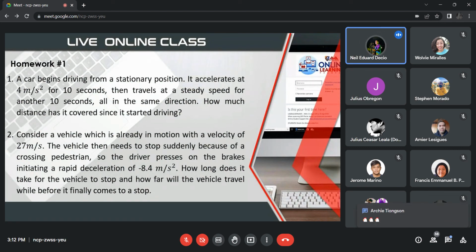Chicken. Chicken. Chicken na chicken, sabi ni Tiongson. Have you captured the problem? Screenshot na ba? Chicken na chicken, mommy. Yes, sir.